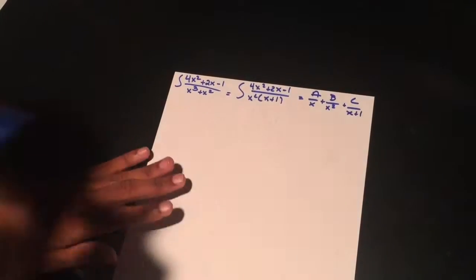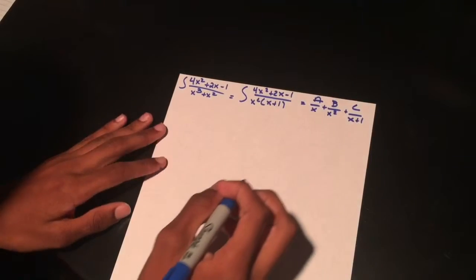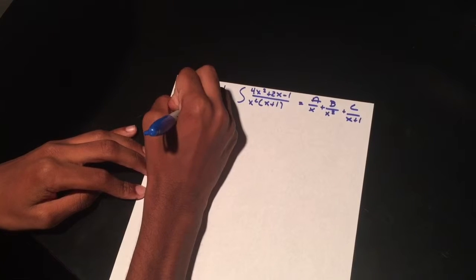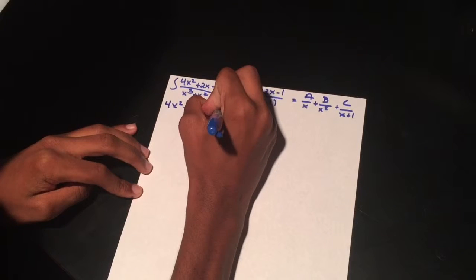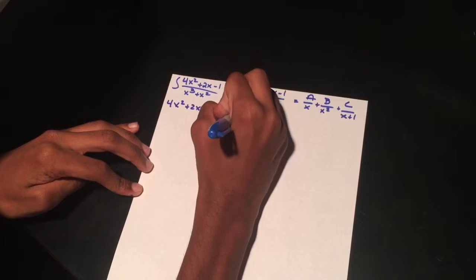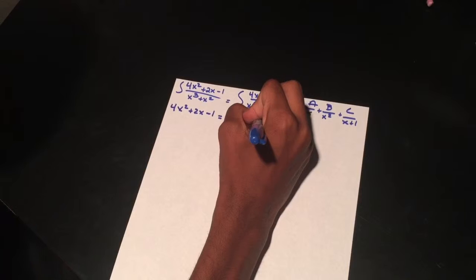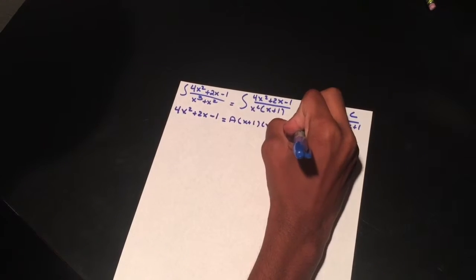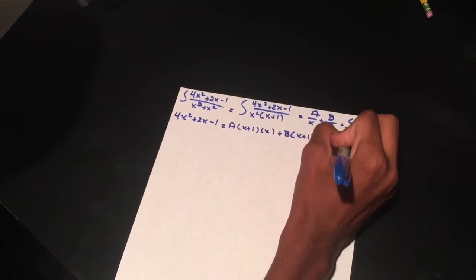So now what we're going to do is multiply both sides of this equation by x cubed plus x squared. So on the left hand side we'll have 4x squared plus 2x minus 1 equals A times x plus 1 times x, plus B times x plus 1, and then plus C times x squared.